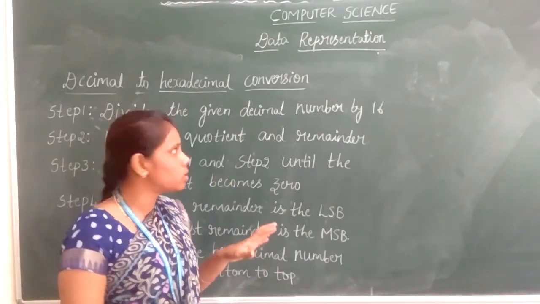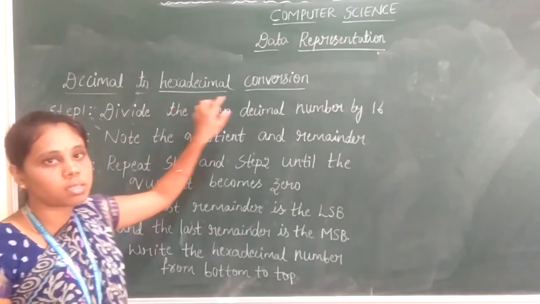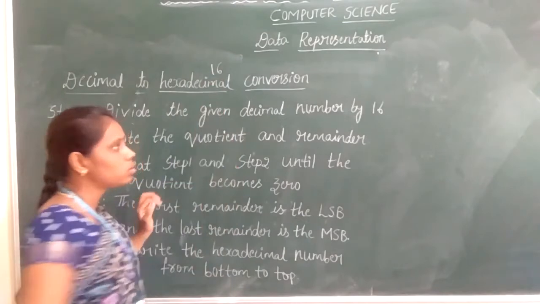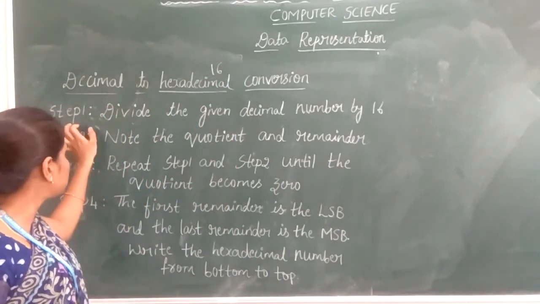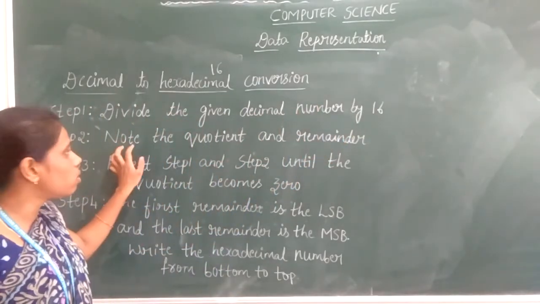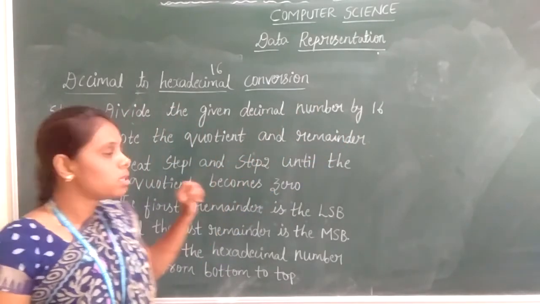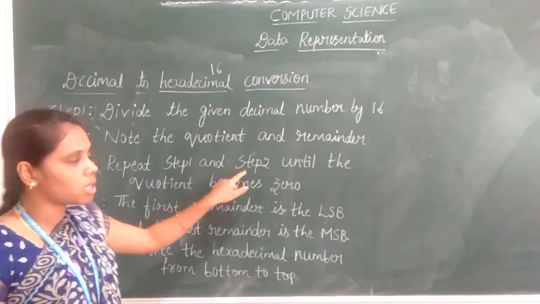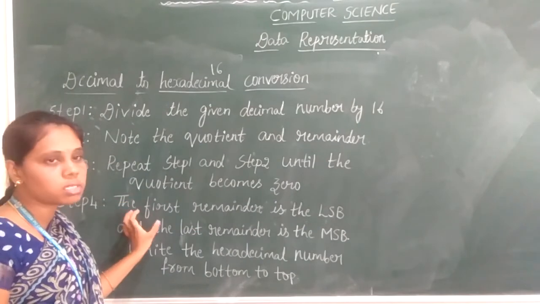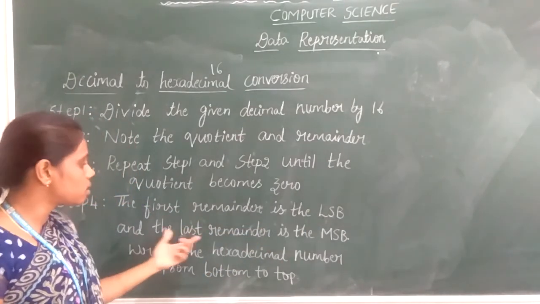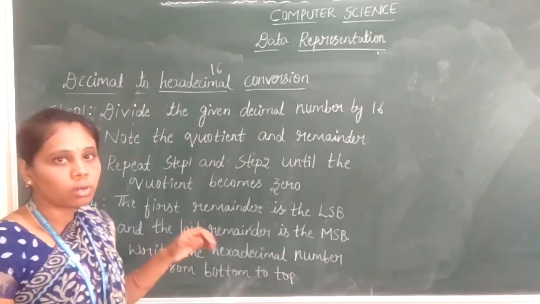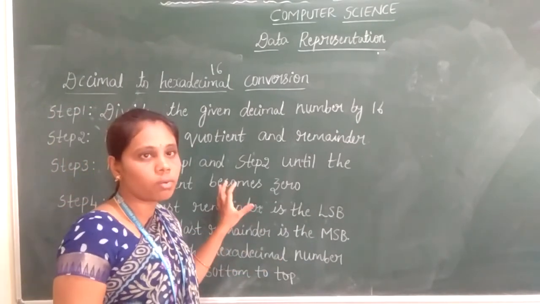Now we will see one more conversion, that is decimal to hexadecimal conversion. The base of hexadecimal is 16. Now the same process should be followed, that is divide the given decimal number by 16. In step 2, note the quotient and remainder. Step 3 is repeat step 1 and step 2 until the quotient becomes 0. Again, the first remainder is your LSB, the last remainder is the MSB, and write the hexadecimal number from bottom to top. Now we will see a few examples.